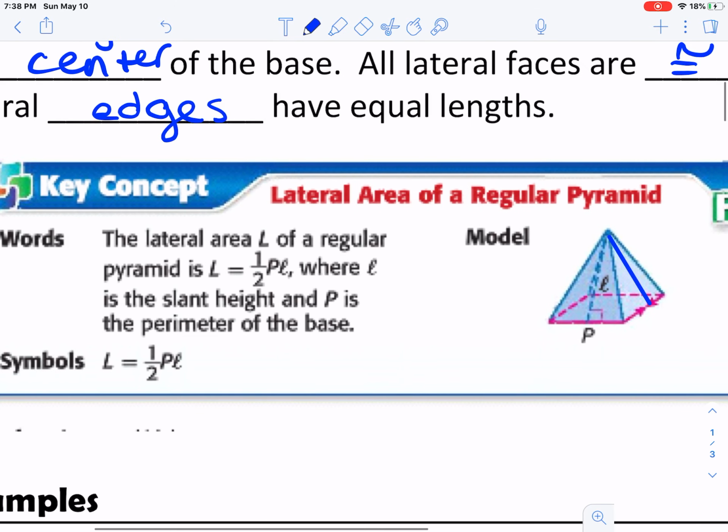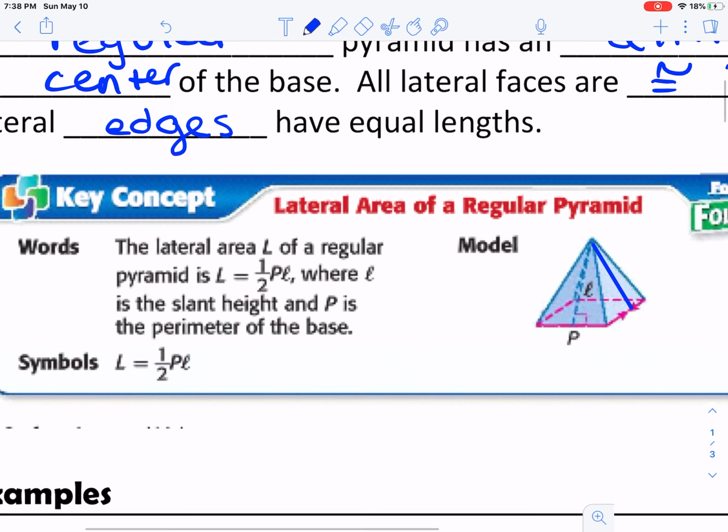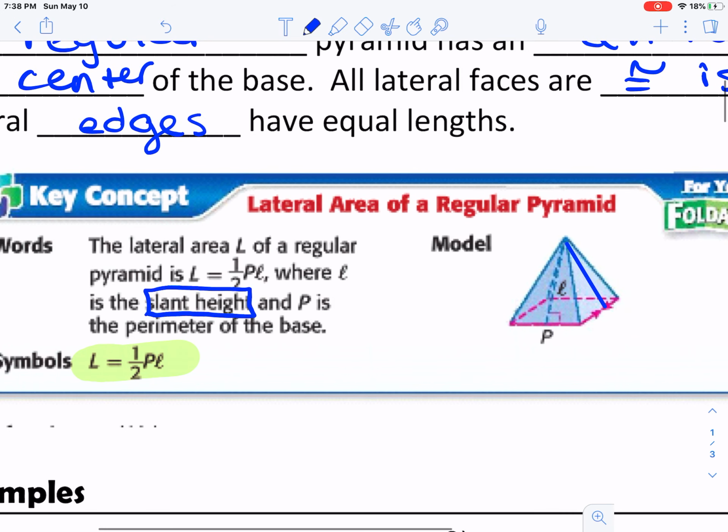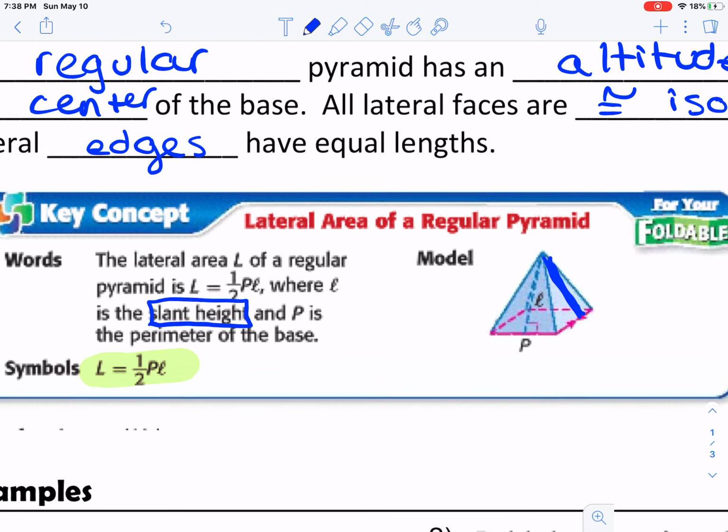So here, this is also in your book. We have the lateral area of a regular pyramid. We have our formula here. The only new variable now is this cursive L. So L is the slant height. What that means, it's basically just going to be the height of those isosceles triangles. It's not the height of the entire prism. I have it drawn here in blue. It's the height of those triangles, the slant height, okay?